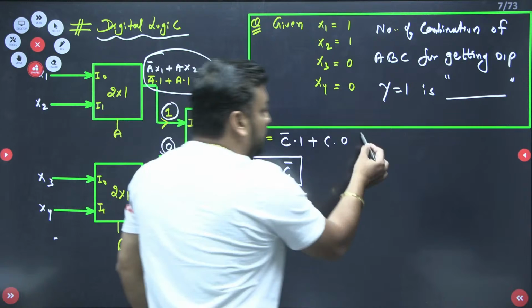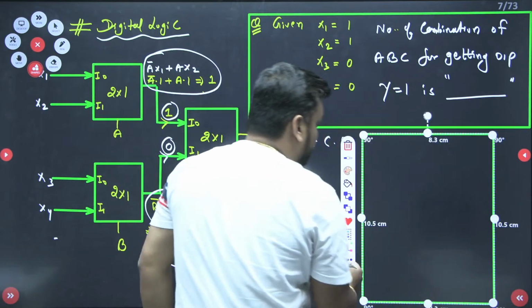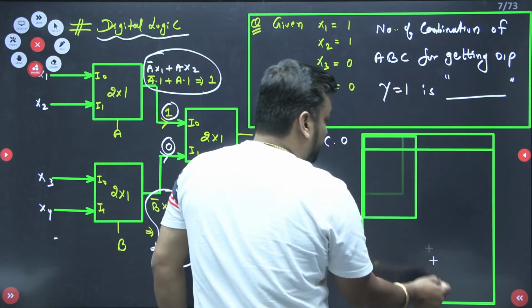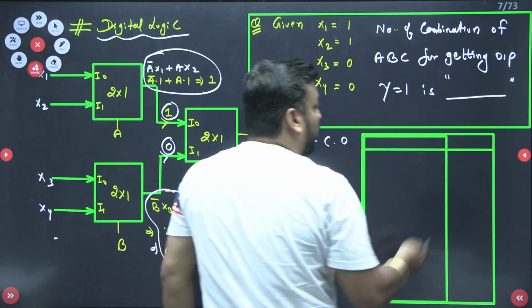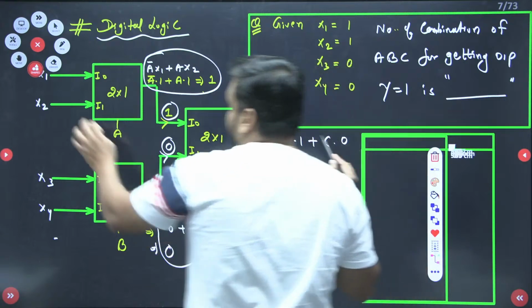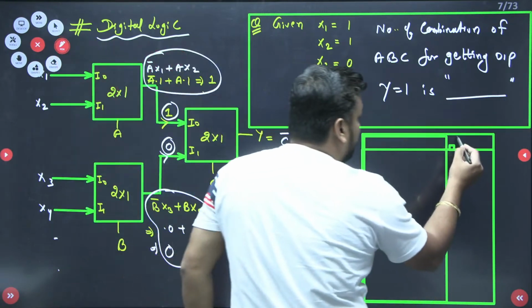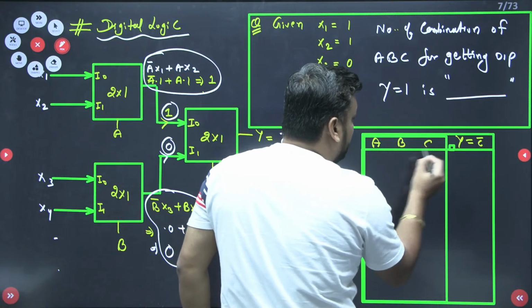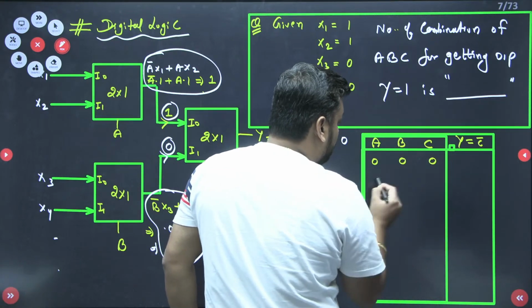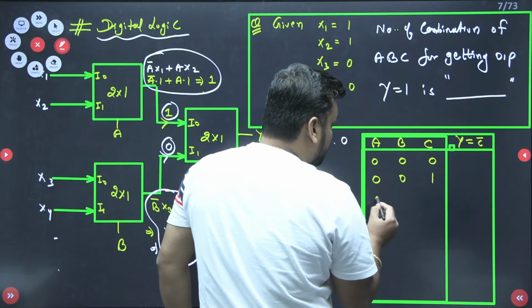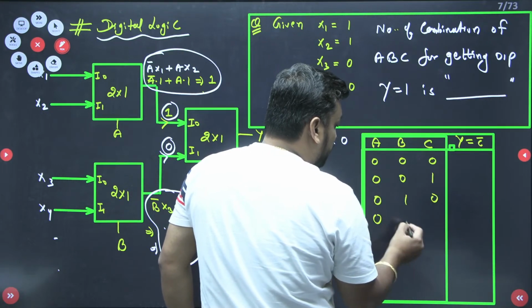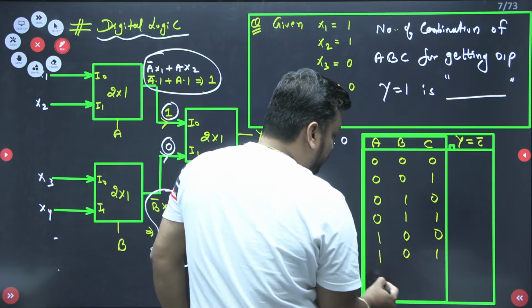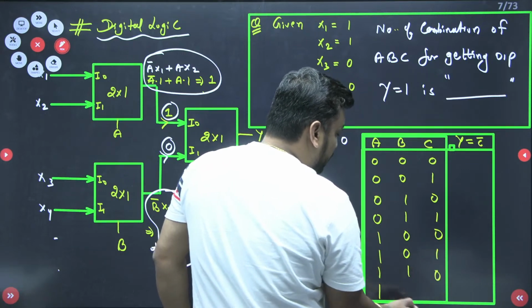So I will make a table for different ABC values, the truth table with ABC. And what is my output y? My output y is equal to C bar. So for the values of ABC here, I will consider 0 0 0, 0 0 1, 0 1 0, 0 1 1, 1 0 0, 1 0 1, 1 1 0, and 1 1 1.